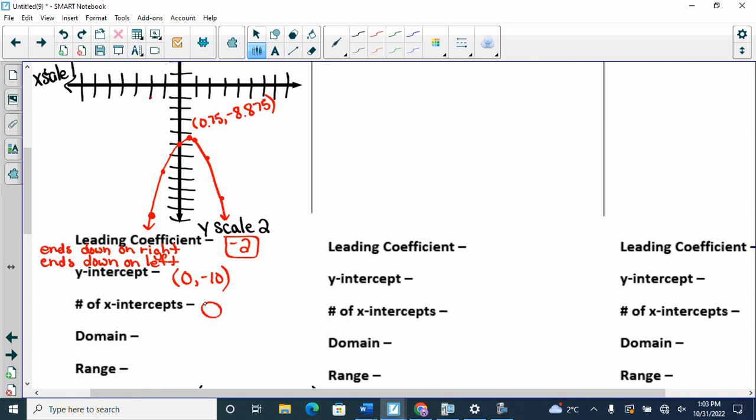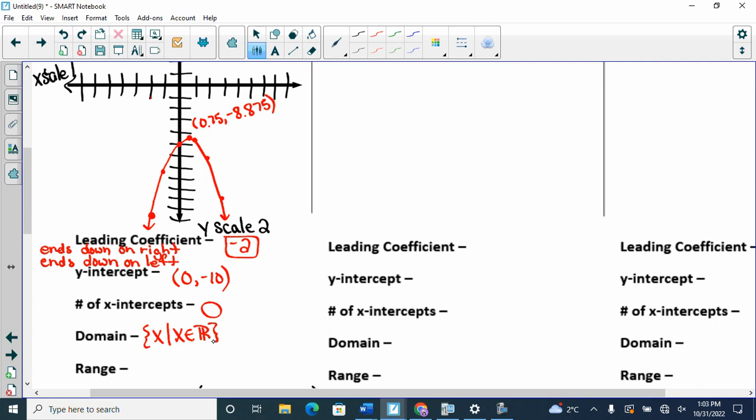What's the domain? X, such that X is an element of the reals. And the reason why is because my arrows are going out in opposite directions forever, right? So all the X is negative and all the X is positive count. So actually degree 1, 2, and 3 all have X such that X is an element of the reals. So the only time you're not going to get a domain of that is if it's a word problem.